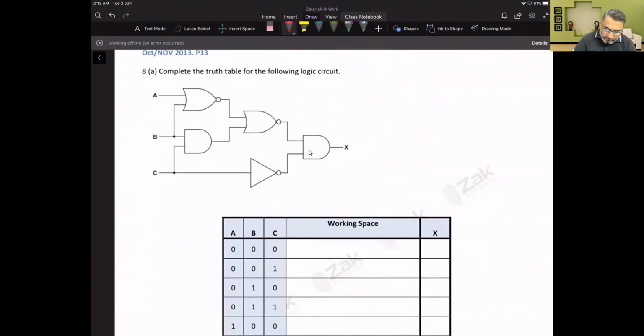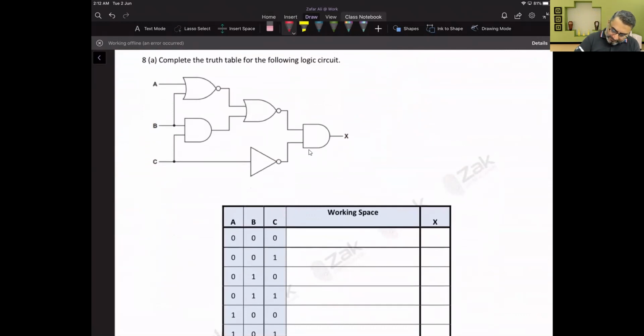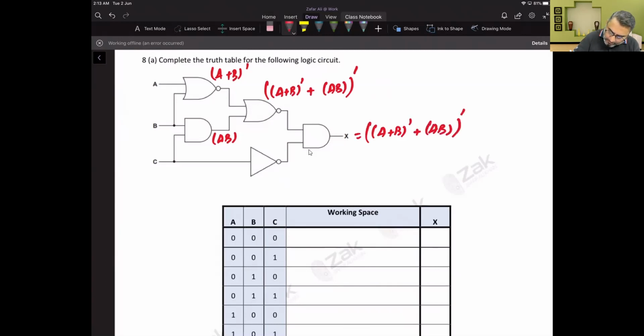Now complete the truth table for the following logic circuit. This is (A + B) whole NOT. This is A and B. This is (A + B) whole NOT plus AB, and completely whole NOT. And this X is equal to (A + B) whole NOT plus (AB) whole NOT, multiplied with C NOT. You can solve it this way. Now pause and solve it yourself.